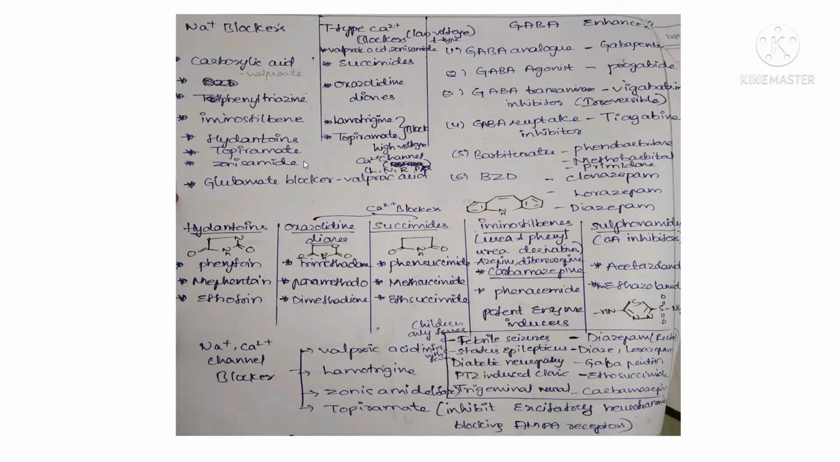Okay, all these they block sodium channels, whereas T-type calcium channel blockers are valproic acid, zonisamide, succinimide, oxazolidines, lamotrigine, and topiramate. Okay, all these block calcium channels.